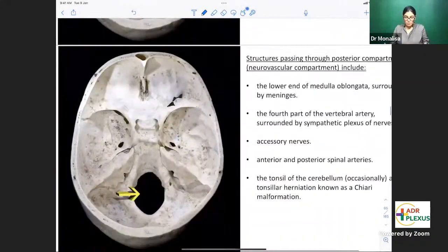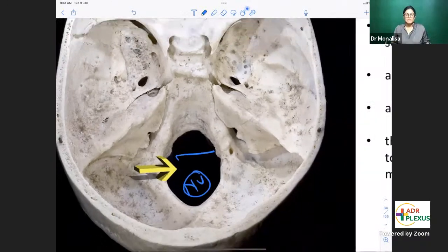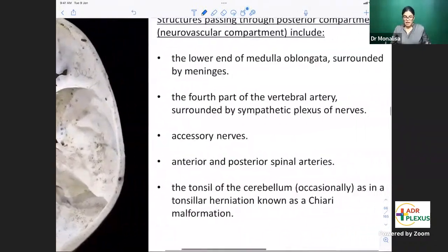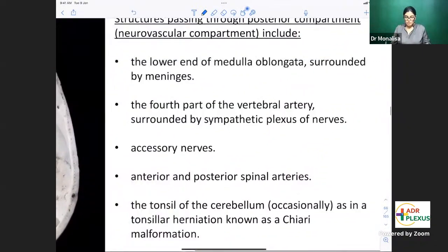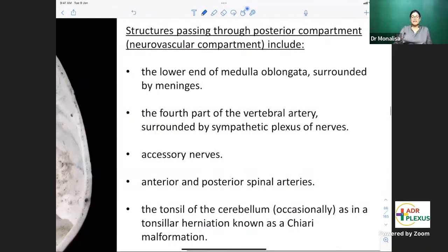Now moving on to the posterior one, that is the neurovascular compartment. The structures traversing through the neurovascular compartment are the lower end of medulla oblongata, with its covering of meninges also surrounding this structure. Other than that, the fourth part of vertebral artery.